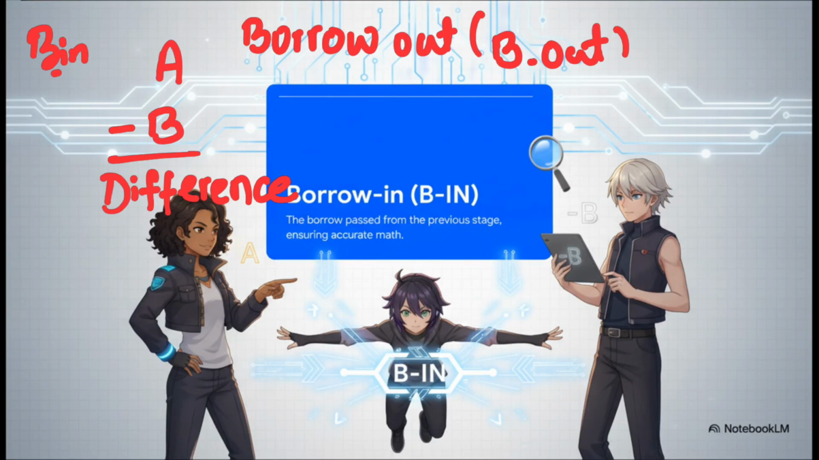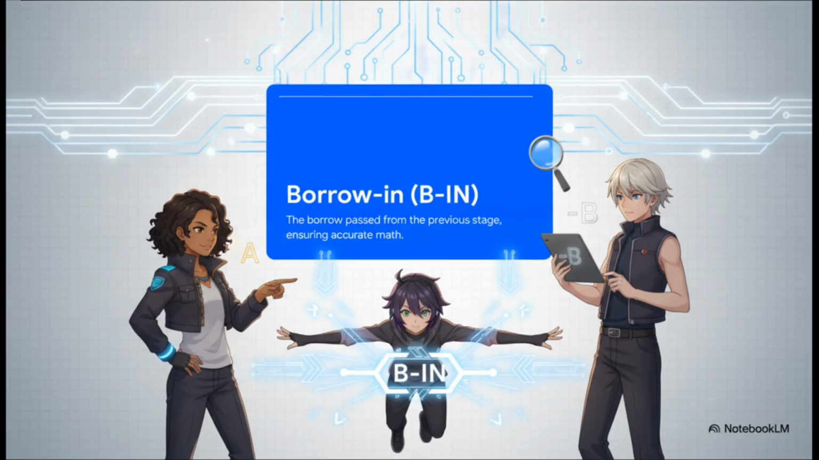Okay, let's get our basic terms straight before we get too deep into the weeds. We basically have 3 key players. First up is the minuend, which we represent as A. This is simply the number to be subtracted from. Second is the subtrahend, or B. That's the number we're subtracting. And finally, the real star of the show, Bin, or borrow-in. This is that crucial borrow passed along from the previous subtraction stage.